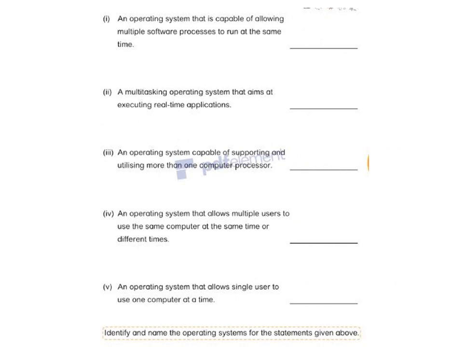Now, in this part of the question answers, we have to identify and name the operating systems for the statements given above. So read the statements, and whichever kind of operating system it is referring to, write down the name of that operating system. Pause the video, take 5 minutes to solve this. I am showing you the answers now.